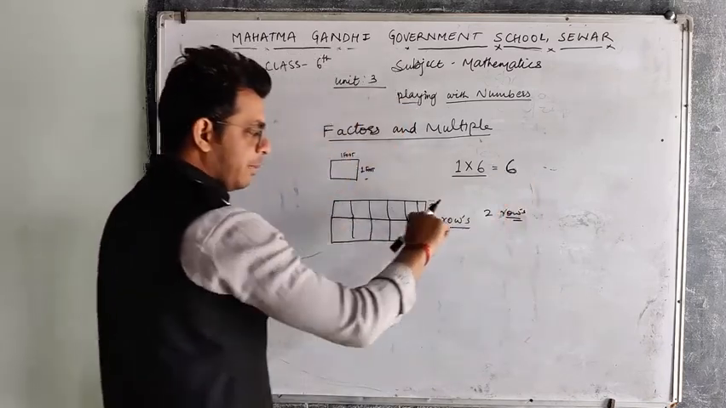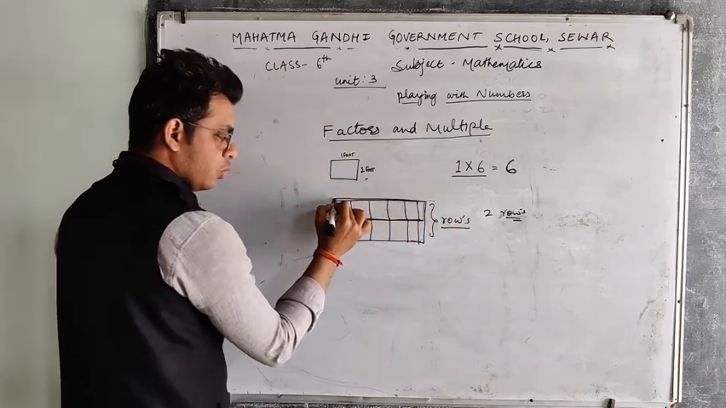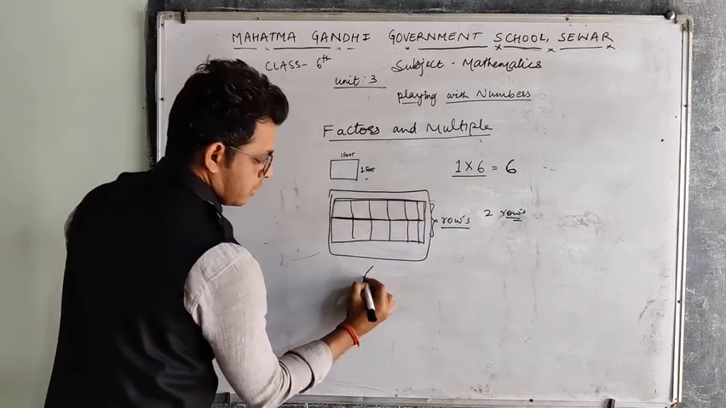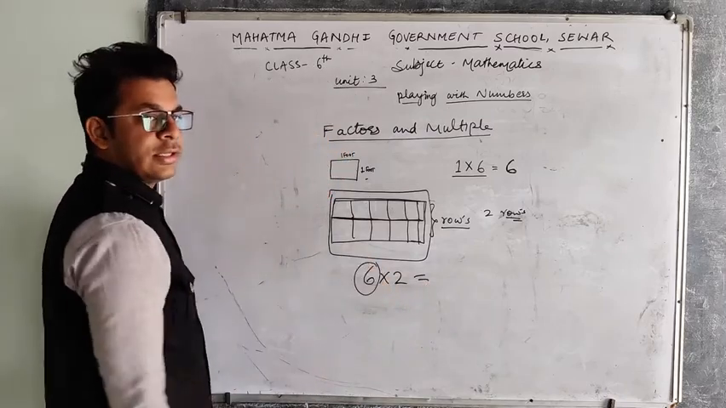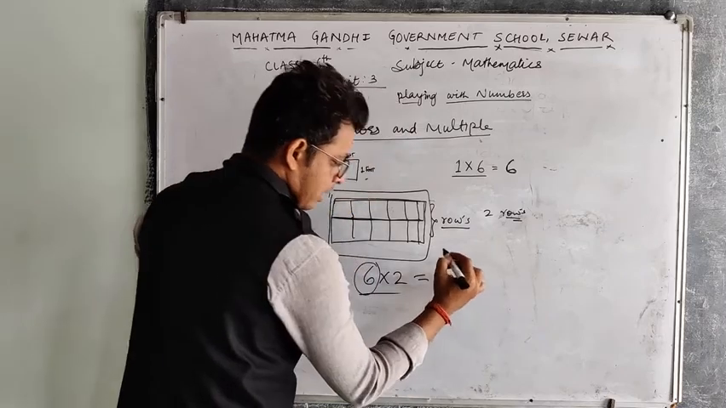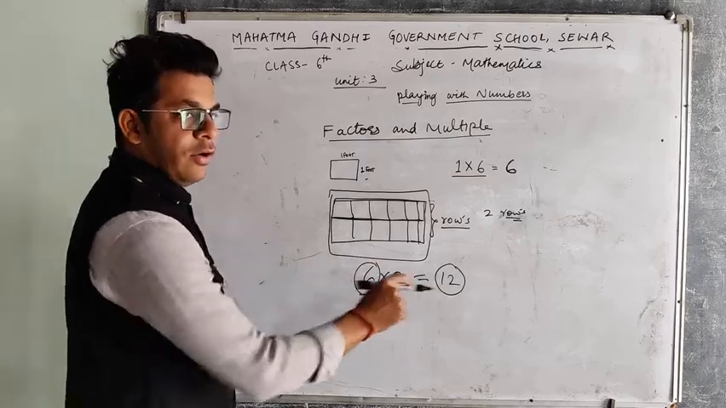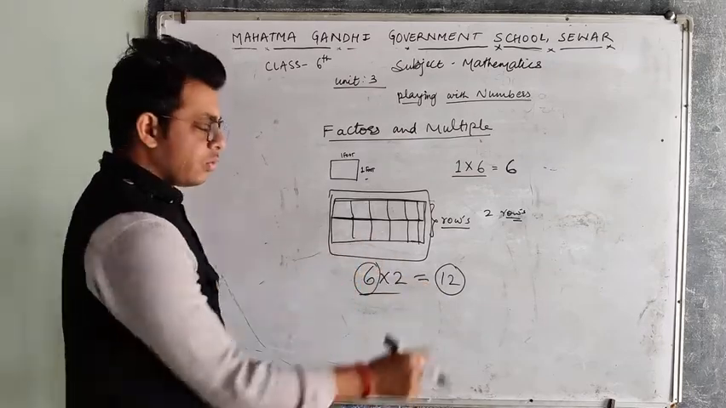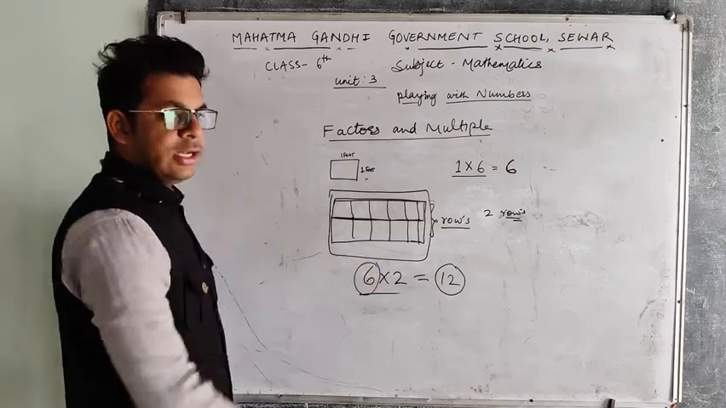If I multiply these first row tiles with 2, the number of tiles in 2 rows will come out. 6 into 2, because one row contains 6 tiles. So 2 rows contain 12. It means what? 12 is a multiple of 6. 12 is a multiple of 6 means 6 and 2 are factors of 12.